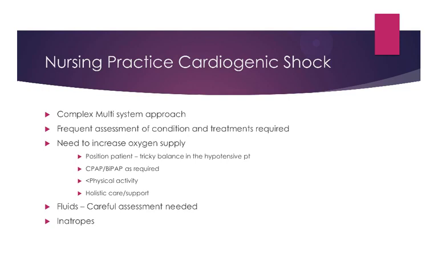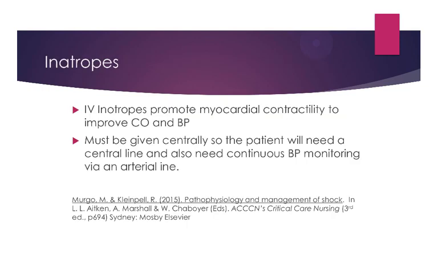These patients in cardiogenic shock are usually on high-dose inotropes. And that's because inotropes promote myocardial contractility, which improves cardiac output and obviously blood pressure. So inotropes must be given centrally. So the patient will need a central line and also need continuous blood pressure monitoring via an arterial line. So these patients will be in ICU.